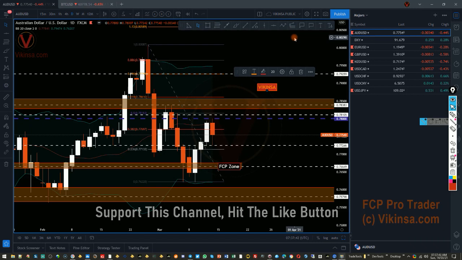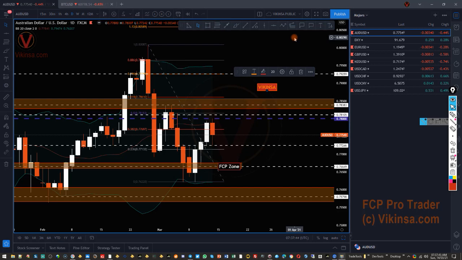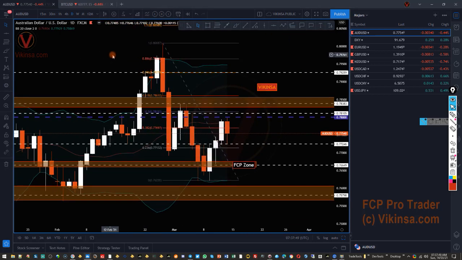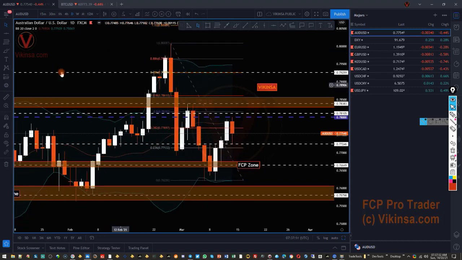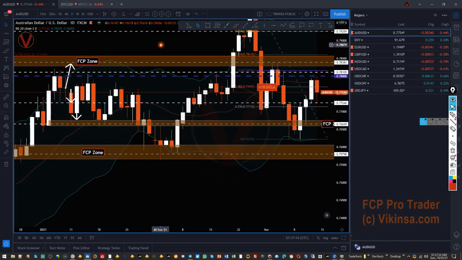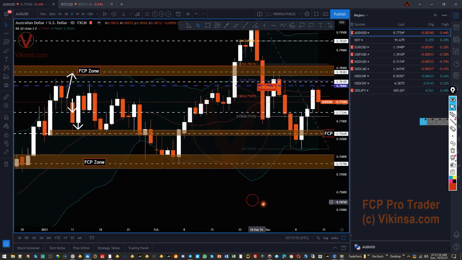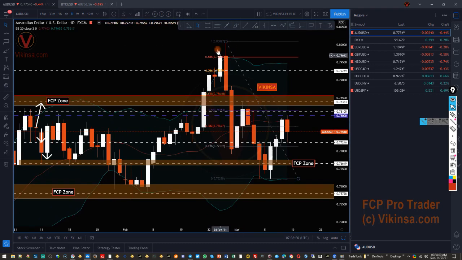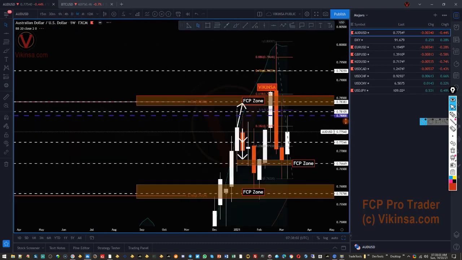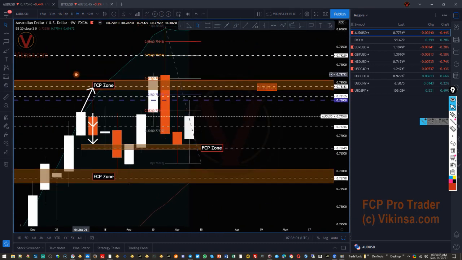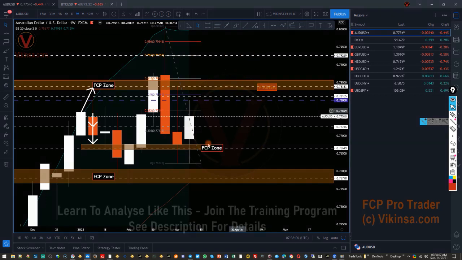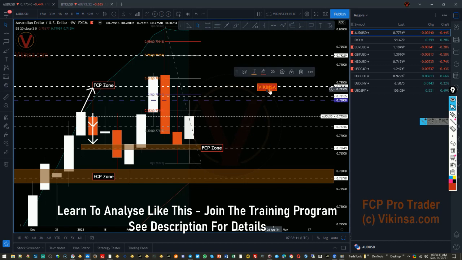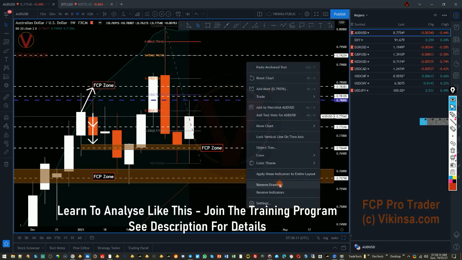DXY is showing the dollar strength, and all of these pairs are dollar based. So let's start with AUD USD. We did this analysis, I don't know, like a month ago, and these FCP zones are still valid, except for this one, which was actually broken. But if you go to the higher time frame, this is still working out perfectly fine. However, let's clean it up and then start doing it from scratch.